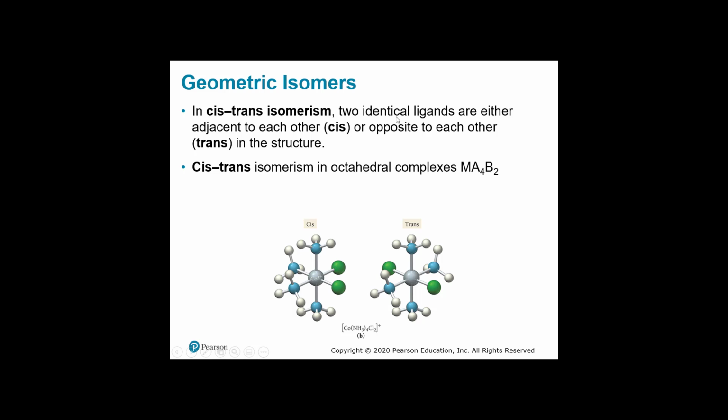So in a cis-trans isomer, 2 identical ligands are adjacent to each other. That's called cis. Again, look at the green, you can see them together. Now, what would the coordination number for this one be? We'll count the ligands: 1, 2, 3, 4, 5, 6. 6 ligands is a coordination number of 6, which is an octahedral complex.